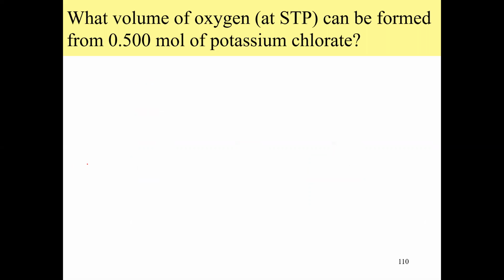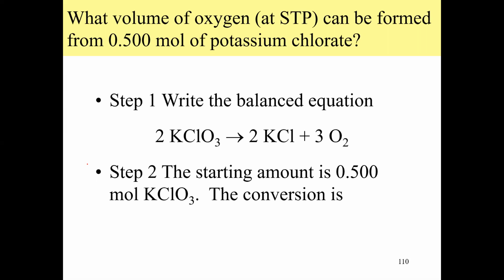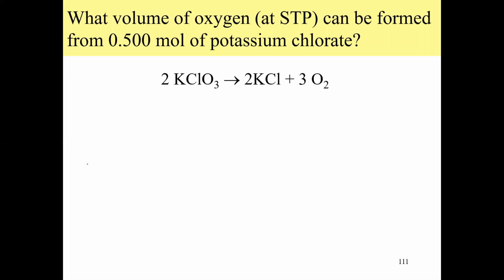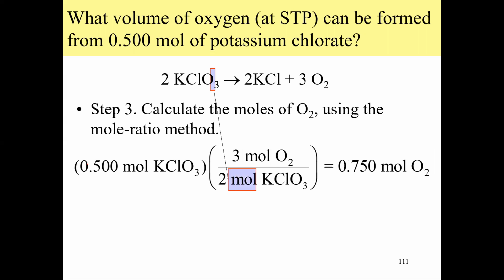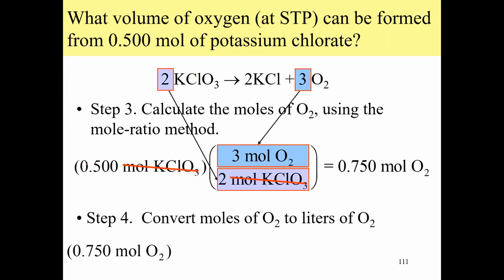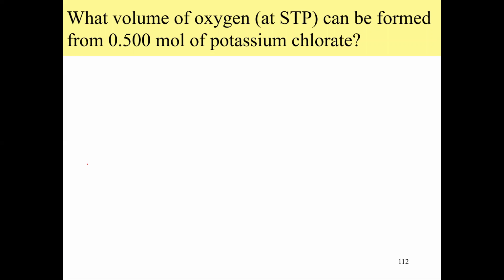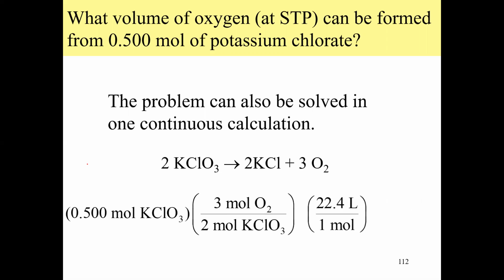What volume of oxygen could be formed from 0.5 moles of potassium chlorate? You write the balanced equation associated with that. You start off with 0.5 moles of chlorate. You set up the problem first using the mole ratio method. That gives your answer. You convert the number of moles of oxygen to liters using the formula. That tells you how much you will generate. And you can do that with a continuous calculation, and that'll give you the answer that you're looking for.